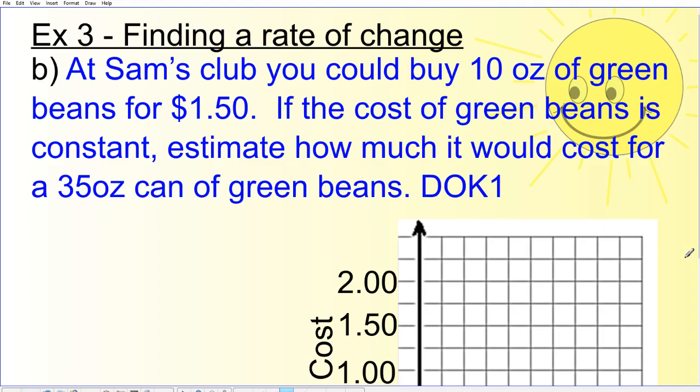Letter B. At Sam's Club, you can buy 10 ounces of green beans for $1.50. If the cost of green beans is constant, estimate how much it would cost for a 35-ounce can of green beans.